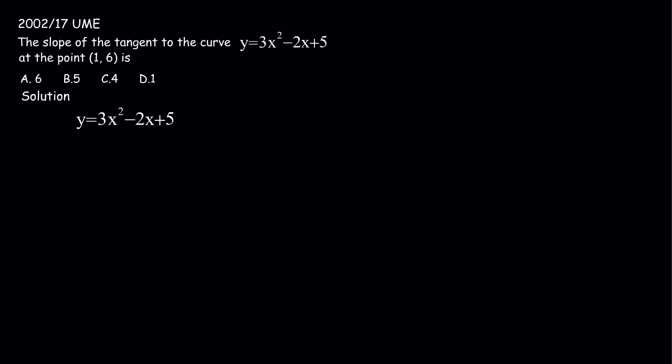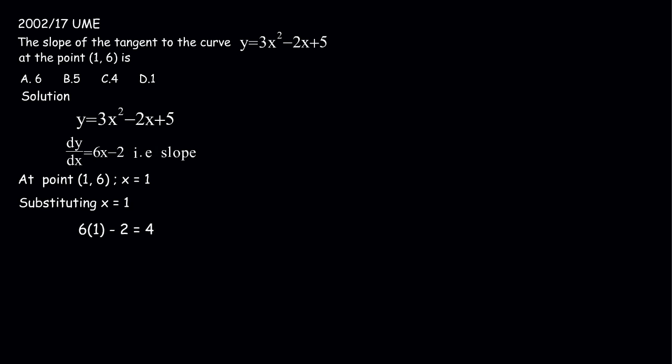Our next example states that the slope of the tangent to the curve y equals 3x squared minus 2x plus 5 at the point (1, 6) is. Now in our solution, we are going to be writing down our equation. y is equal to 3x squared minus 2x plus 5, and our slope is the same as our derivative. Differentiating our equation, dy over dx will be equal to 6x minus 2. At the point (1, 6), x is equal to 1. Now substituting x equals 1, it becomes 6(1) minus 2, which should be equal to 4.